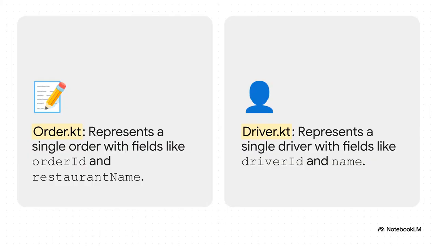And here's what that looks like in our code. We've got two files, Order.kt and Driver.kt. Both are just data classes, but notice they're both marked with @Entity. The driver has a unique driver ID and a name. Simple enough. But look at the order. It has its own info, but check it out. It also has a driver ID field. That is the key. That's how we connect a specific order back to a specific driver.